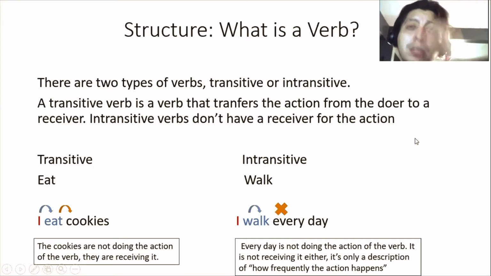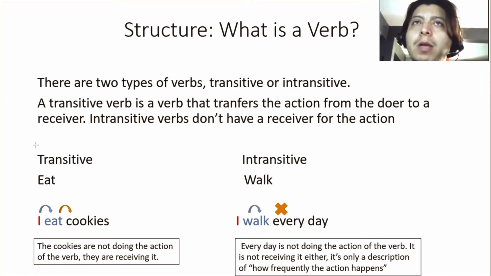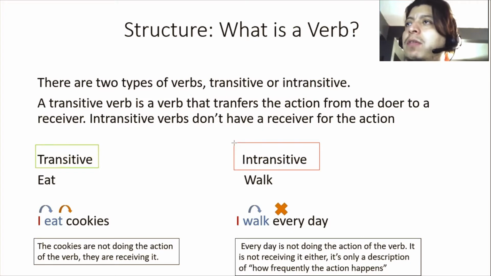Verbs are divided into two categories. You have two types of verbs. They are verbs that we call transitive verbs. And then we have other verbs that we call intransitive verbs. So when you are speaking about verbs, you have two types, transitive or intransitive. What is the meaning of that? What is the meaning of a transitive or an intransitive verb? It says, there are two types of verbs, transitive or intransitive.